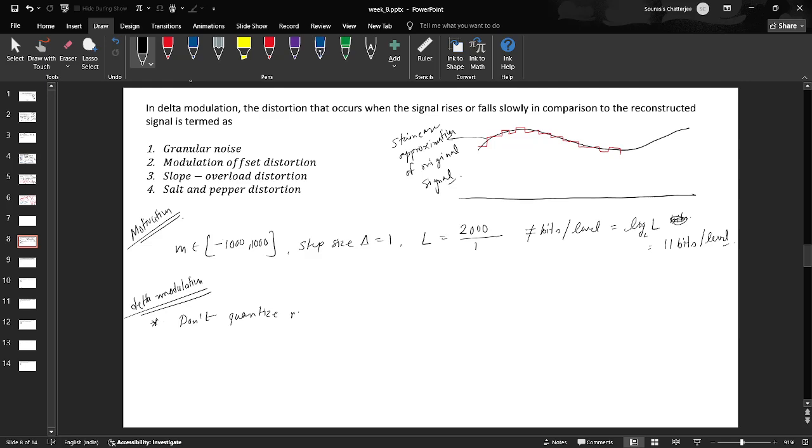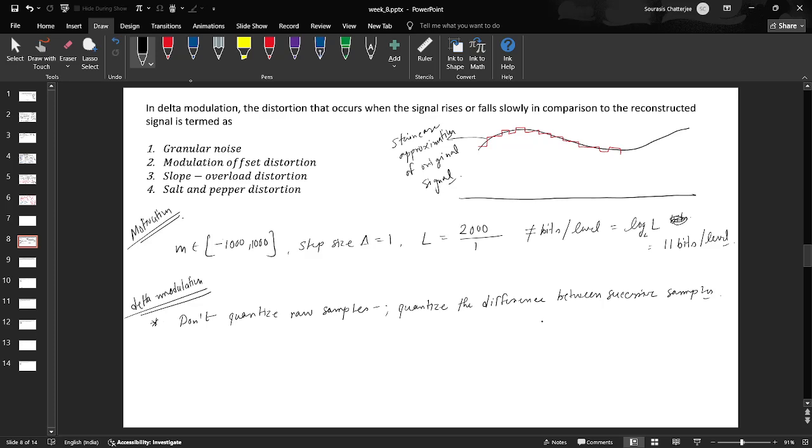Delta modulation says: don't quantize raw sample values. Rather, quantize the difference between successive samples. So here it says that you are supposed to quantize the difference between successive samples.